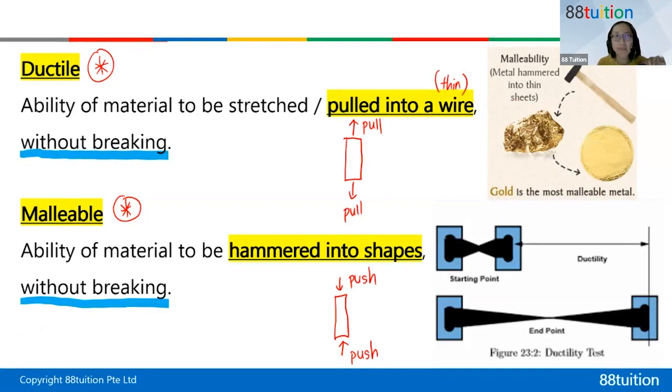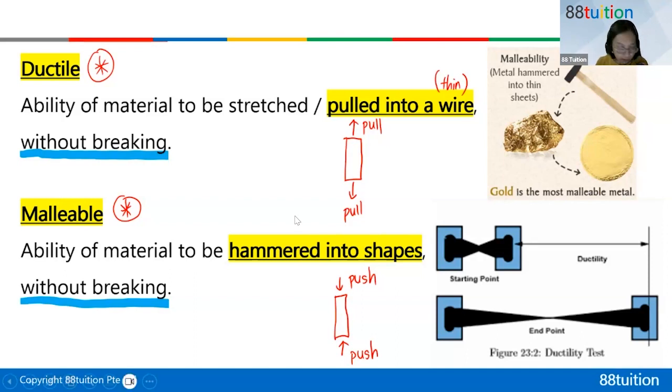So if you look at my camera, ductile means you pull it. You want to pull it to become thinner and thinner and thinner. It's like pulling noodles. Then malleable is you push it in to change its shape. So it's just a different direction.